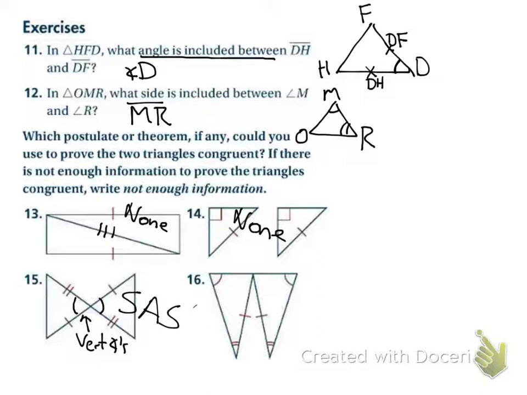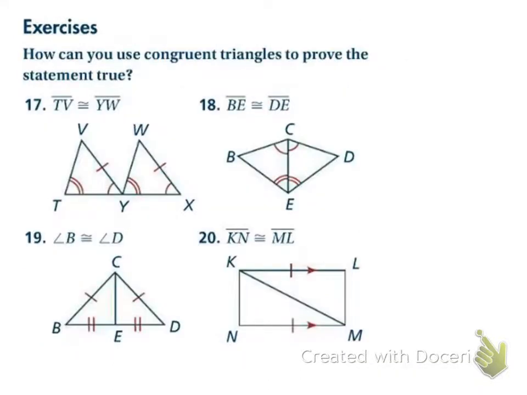Now in number 16, we think of this as a mirror image if you just reflect one onto the other, and that's going to be an angle, angle, side congruence. For number 17, how can we use congruent triangles to prove the statement is true? So I need to find a way the triangles are congruent.